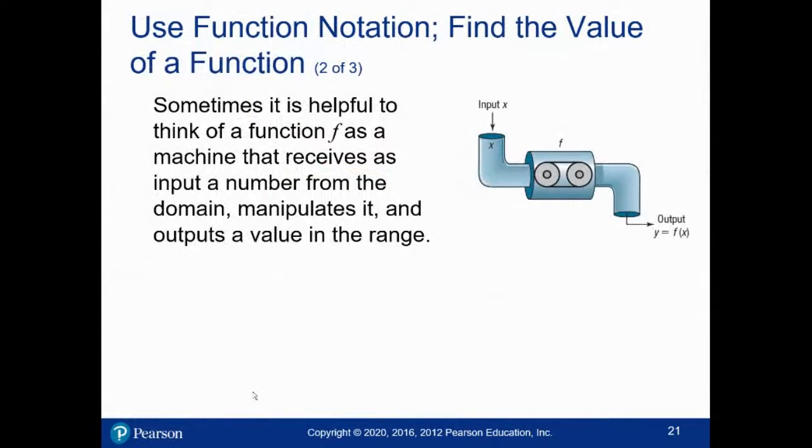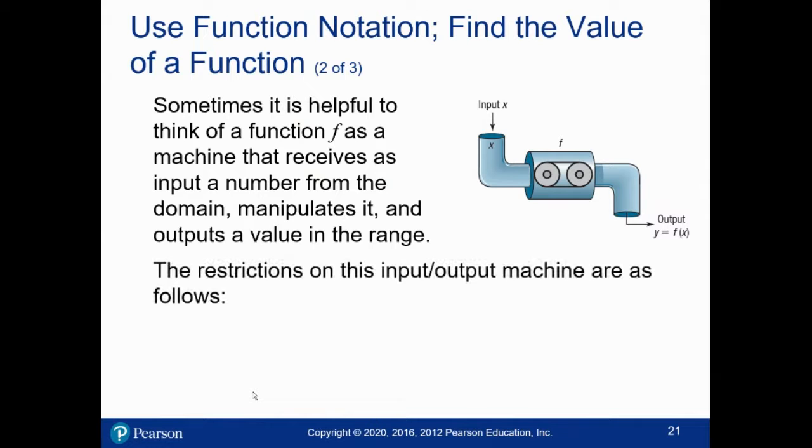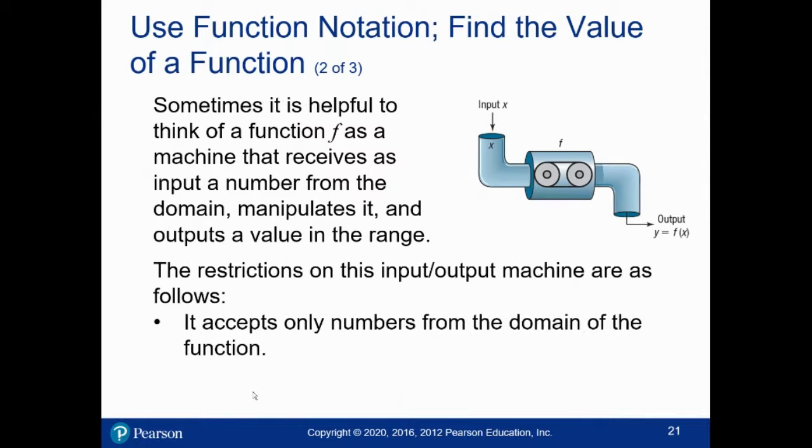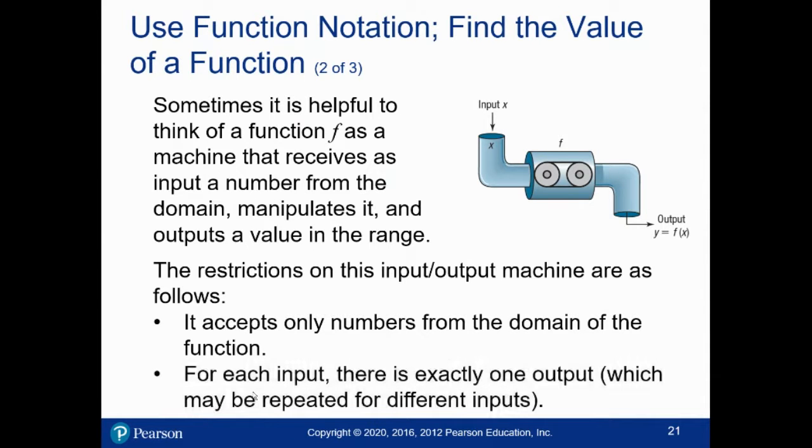A lot of people like to visualize this as a little machine. You plug in an x, the function f does something to it, and then it outputs f of x, some other number. The restrictions are you can only plug in things from the domain. Remember, that's what the domain of a function is, stuff you're allowed to plug in. And every time you plug something in, you get out exactly one output. You can't get out multiple things for one input. It is okay to get out the same output for different inputs. That's fine. What you can't do is get out multiple outputs for the same input.